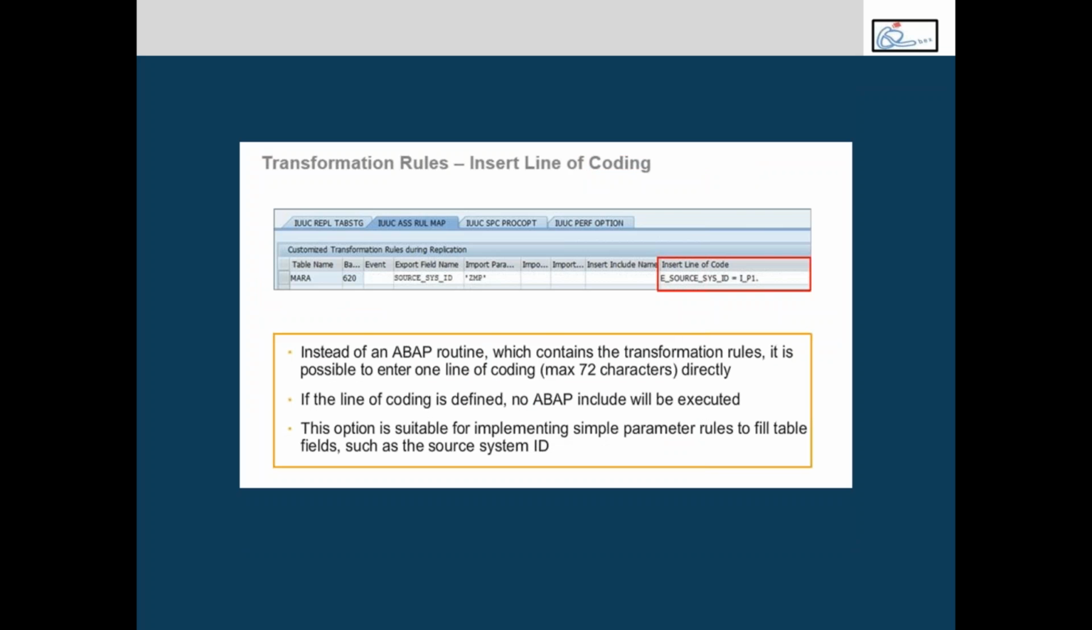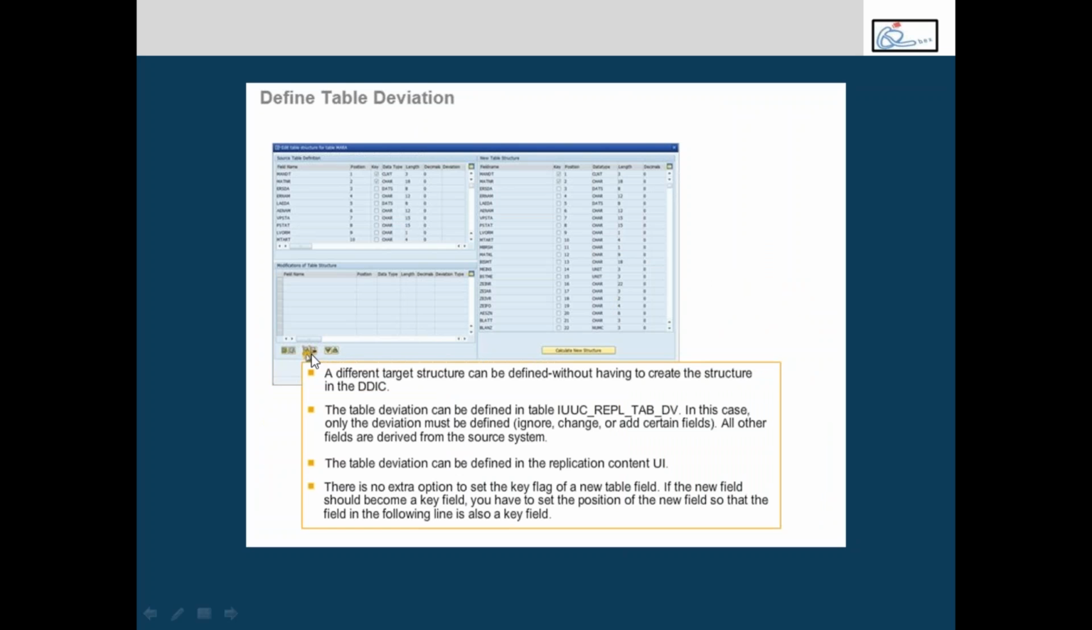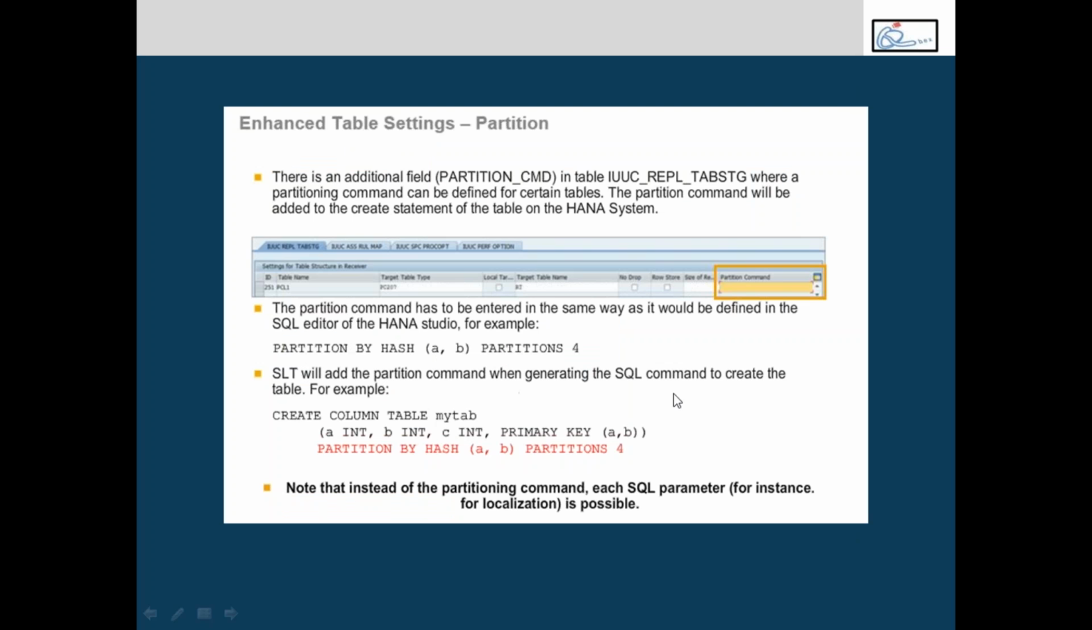You see in this part, you can write your code here. Max length is 72 characters, and this is where it is. In table settings, you click on table structure and edit the table structures. You can add or delete a column and refresh your structures. This is about adding a new column.